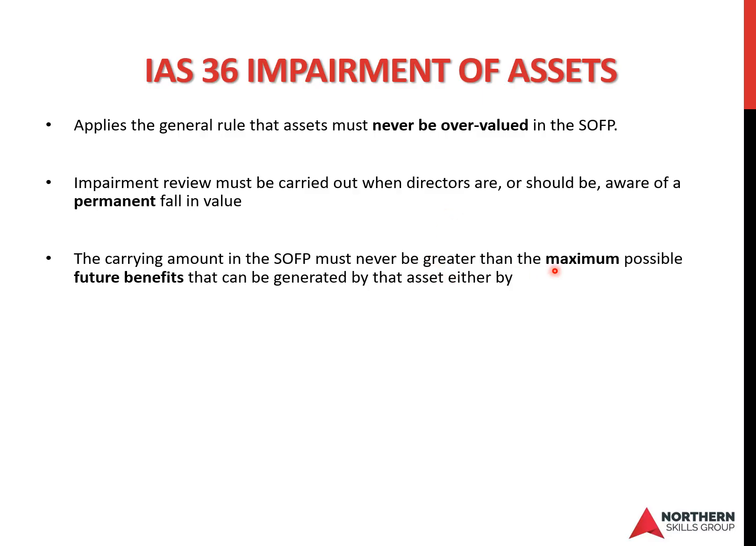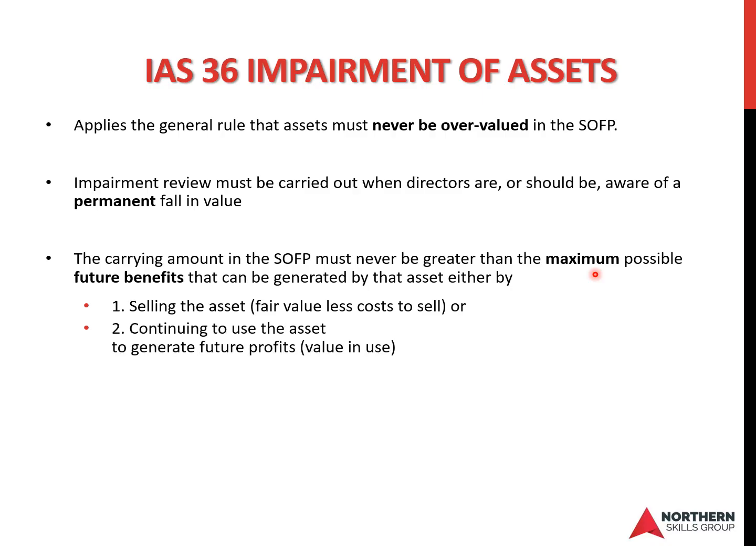So the carrying amount mustn't exceed the maximum possible future benefits, and benefits can only be obtained in one of two ways: either by selling the asset, and so the future benefit there would be what it can be sold for less the selling costs, or the company can keep the asset, use it to make products that it's going to sell at a profit in the later years. And that's the value in use figure. It's the discounted value of future profits that can be attributed to that particular asset.